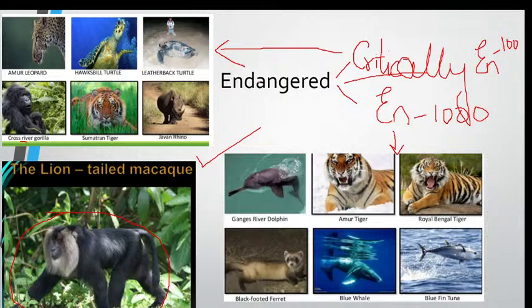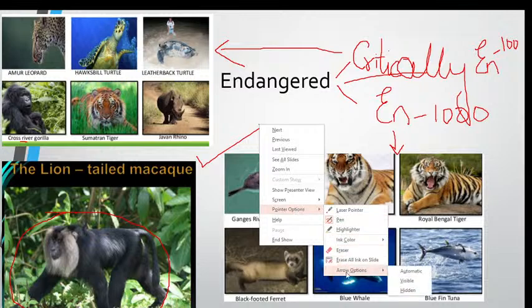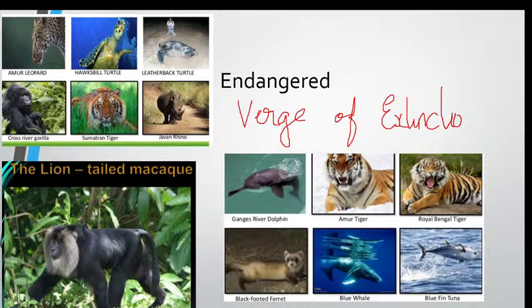So, endangered animals are those animals which are very few in number and are on the verge of extinction. That is important. Examples are the lion-tailed macaque, the tiger, etc.